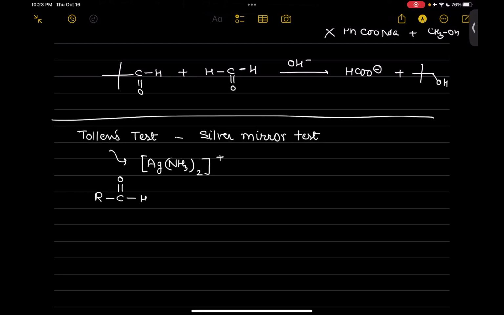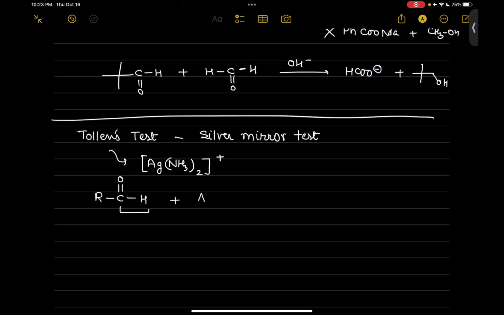Aldehydes have this hydrogen connected directly to CO. Got it? And because they have this hydrogen directly connected to CO, this is known as reducing hydrogen. It means that this hydrogen can itself get oxidized and reduce others. Got it?